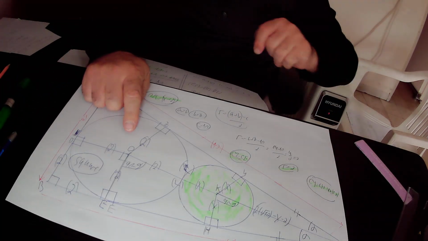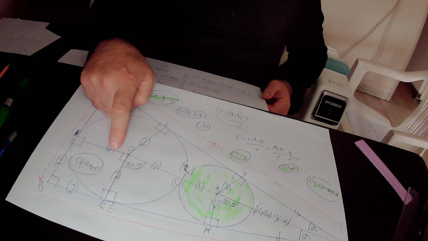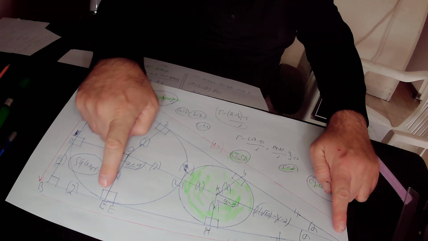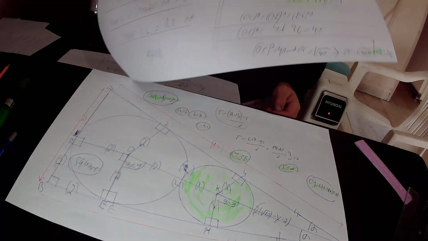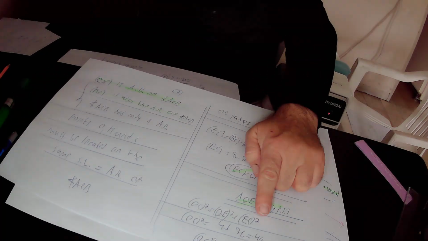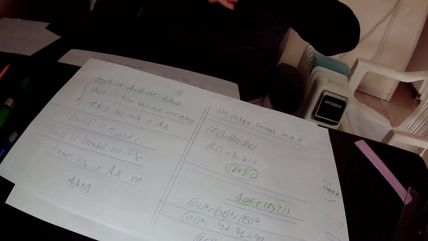OC is the missing side, so we leave it as it is. This equals OE squared. OE is 2, therefore OE squared is 2 squared, that is 4. Plus EC squared. EC is 6, therefore EC squared is 6 squared, that is 36. So in total, OC squared equals 4 plus 36, that is 40.